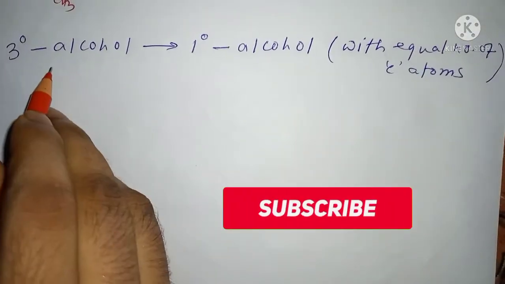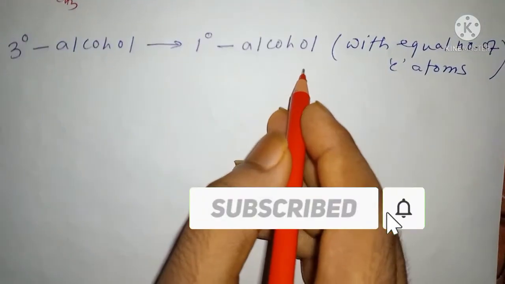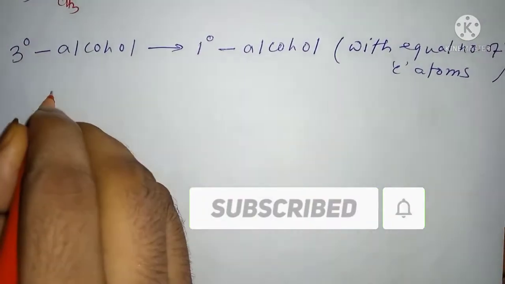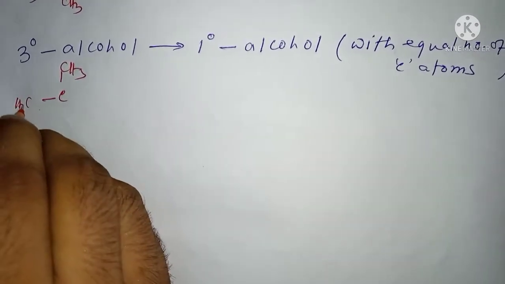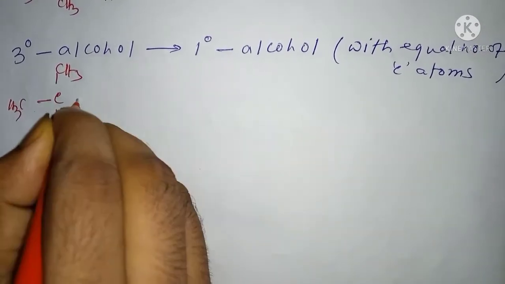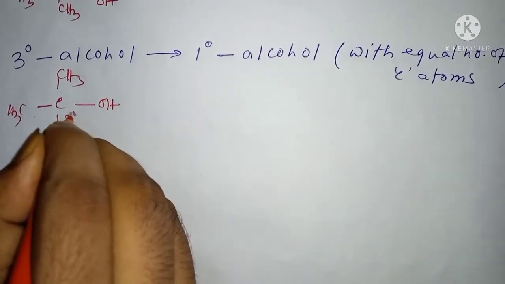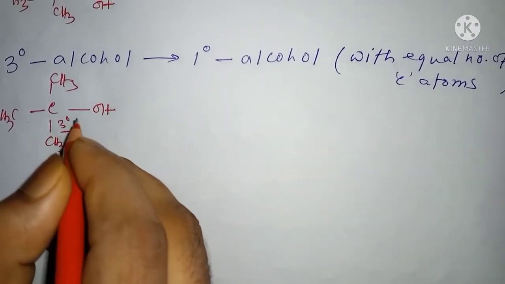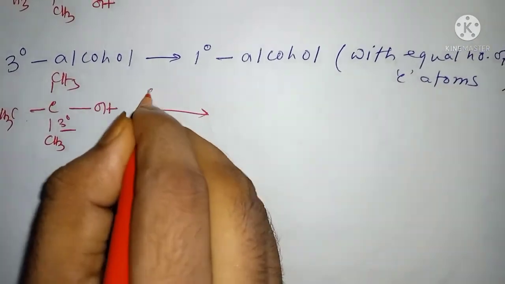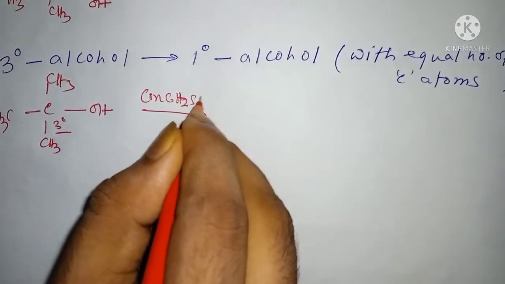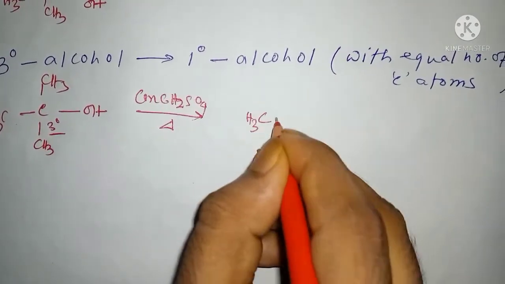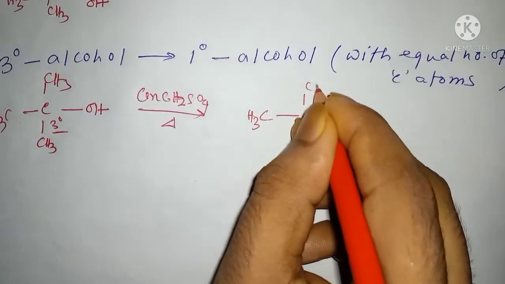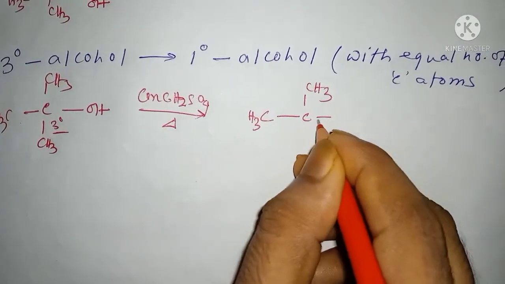Now the next conversion: 3 degree alcohol to 1 degree alcohol with an equal number of carbon atoms. Example is (CH3)3COH. This is a 3 degree carbon, so this is a 3 degree alcohol. Now in the presence of concentrated H2SO4 with heat, it forms the alkene (CH3)2C=CH2.